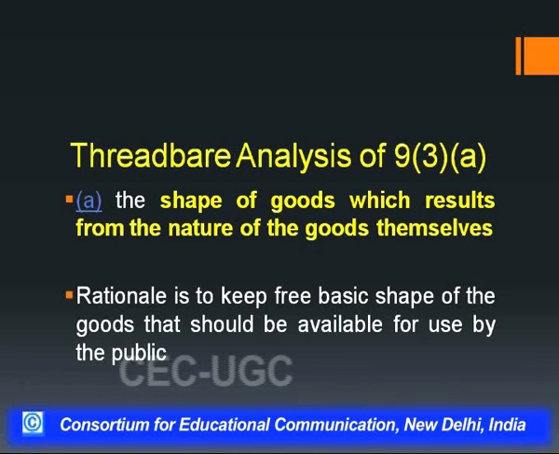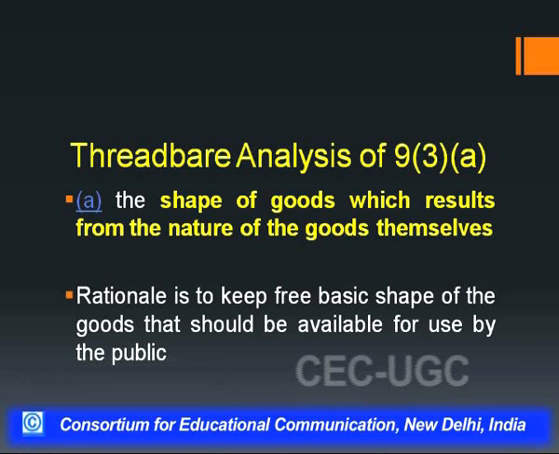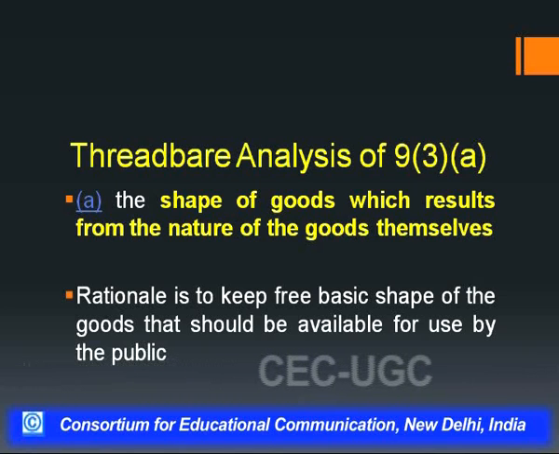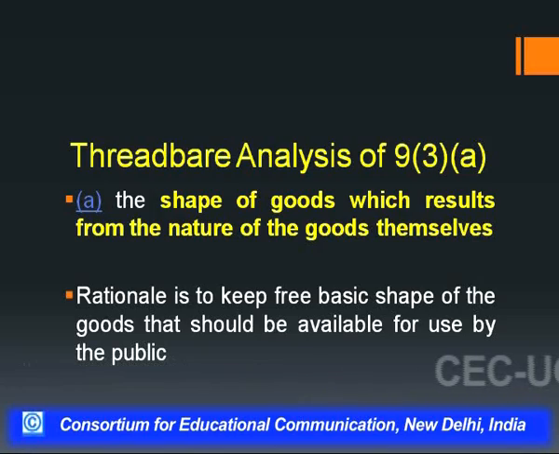So this restriction in the form of 9(3)(a), friends, has been put here with this premise or with this rationale that some free basic shapes should be kept open, should be left open, and they will not be given in the form of a monopoly to one individual or to one entity. Otherwise, you see, others will be deprived of using those shapes. And as you have understood from this discourse, shapes as trademarks are allowed and can be given.